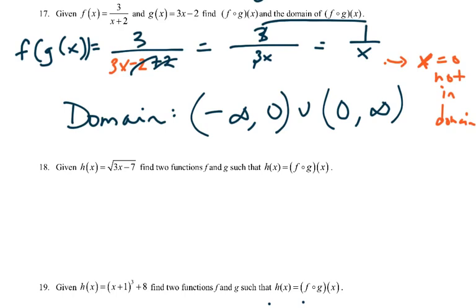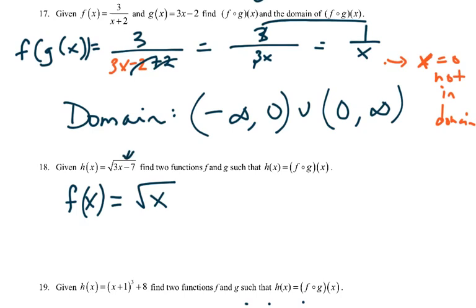The reason why I came back before you did 18 is because this one's actually asking you for two functions of f and g that would give you h when you compose them together. So I like to do this in the easiest possible way. I like to say, okay, what would be like my parent function? And so my parent function for here would be like a square root of x. Okay, that's like the normal parent function for a square root function.